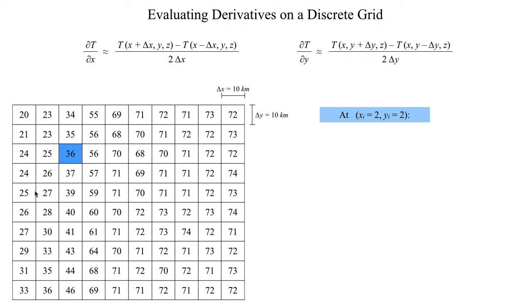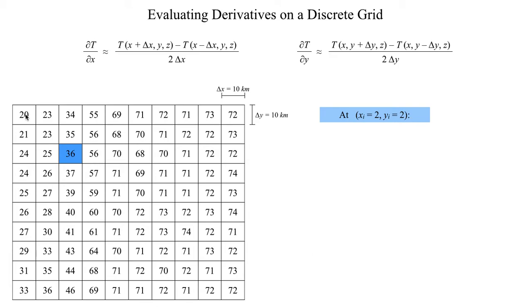Let's say that for each individual value in this grid, the grid spacing is 10 kilometers in the x direction, so the width is 10 kilometers, and the height is 10 kilometers as well. That means going from this grid point to this grid point, I travel a distance of 10 kilometers. So going from the square with the 20 to the square with the 23, I travel 10 kilometers. And if I go from this 20 to this 21, I'm also going 10 kilometers, because the grid spacing in the vertical direction is also 10 kilometers.